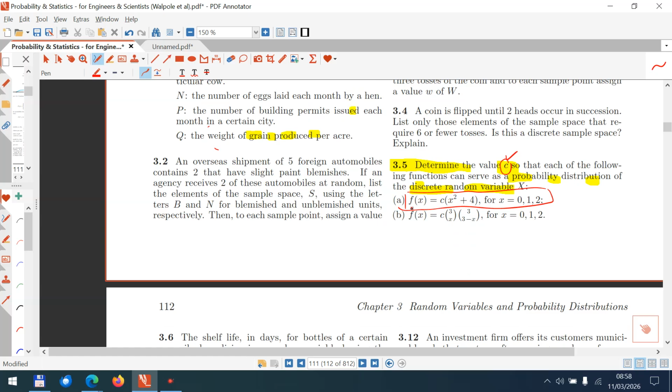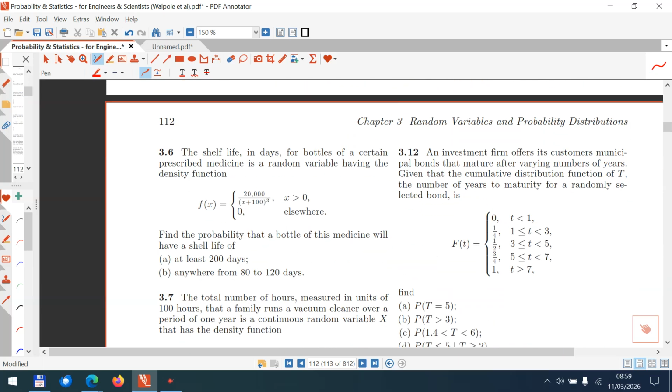The first condition is that this must be non-negative. So x squared plus 4 is already non-negative, but actually this is positive because x squared cannot be negative. So x squared plus 4 must be non-negative and C must be non-negative. So the first condition is that C must be non-negative. And then these are the possible values. So I will just say f of 0 plus f of 1 plus f of 2. I'll plug these values there and this must equal 1, and that will give me the final value of C, right? So if this was a question about PDF, right?